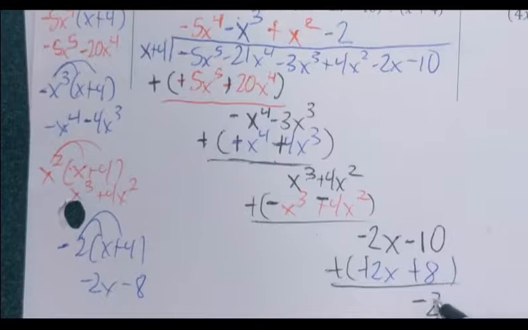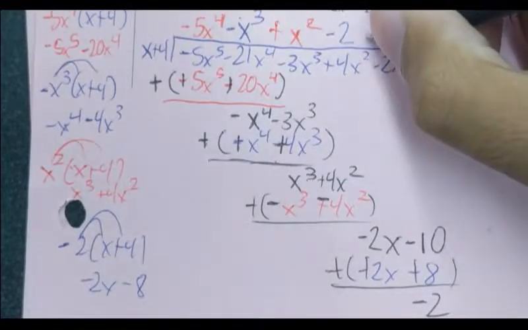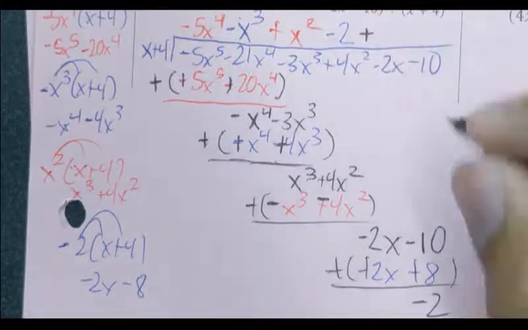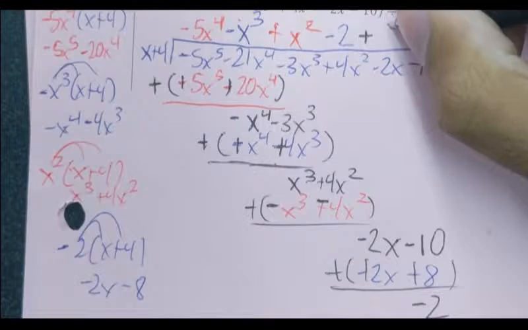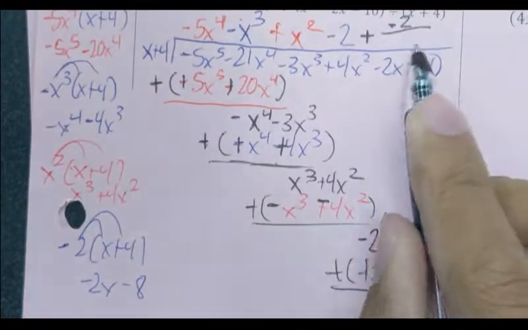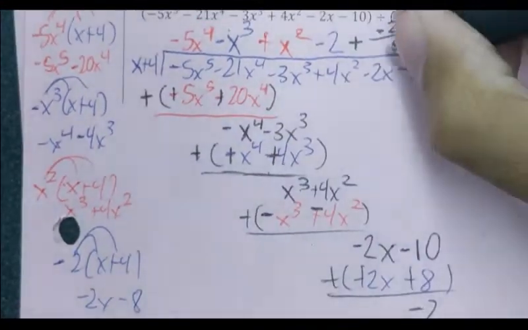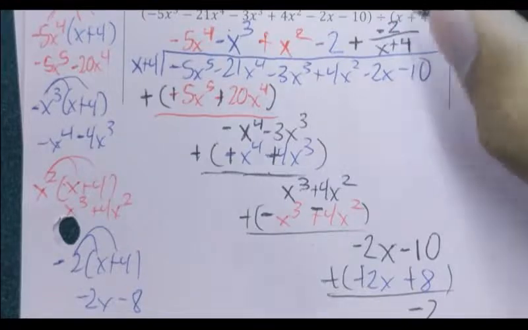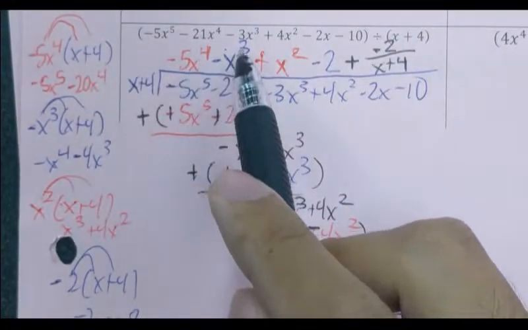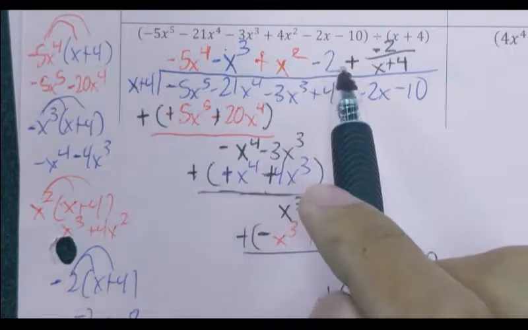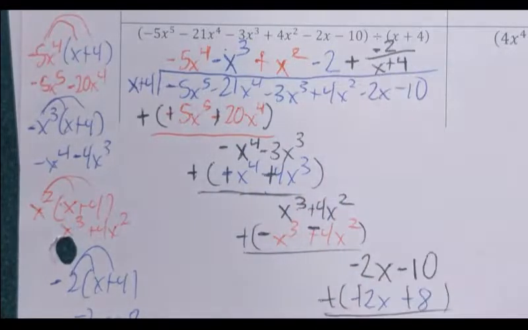And just like when you write your remainder as a fraction, you can, so I'll choose to write it with a plus sign. Okay, so my remainder is the numerator, and then the denominator is the thing you divided by. Okay, so here's your answer up here. Negative 5x to the fourth minus x cubed plus x squared minus 2 plus negative 2 over quantity x plus 4.